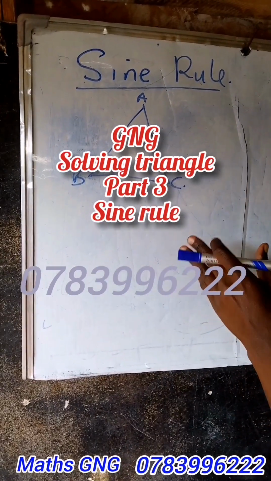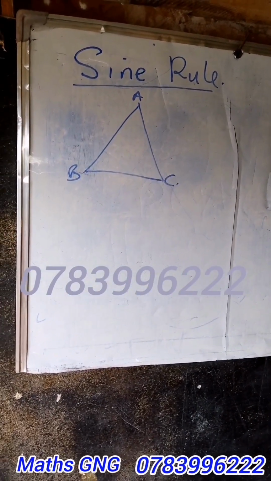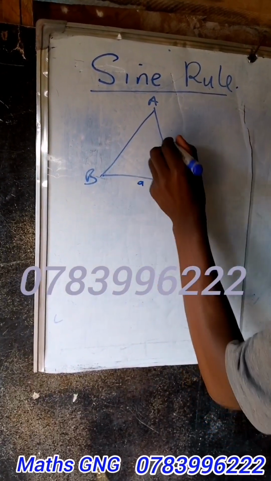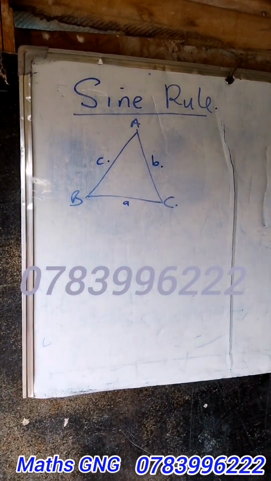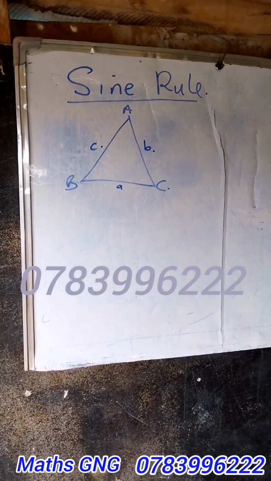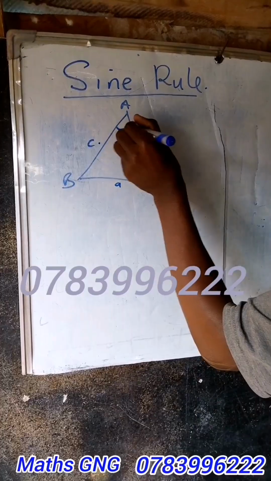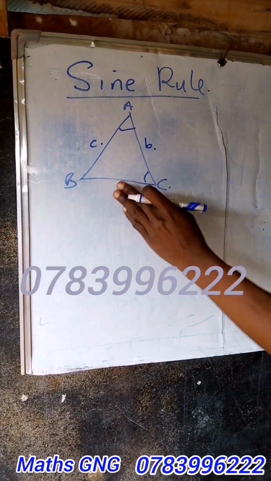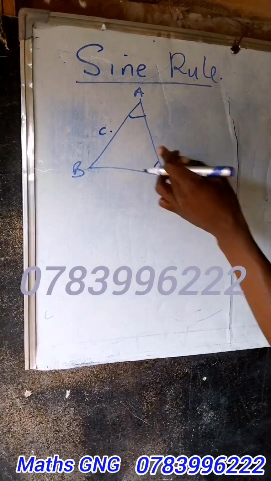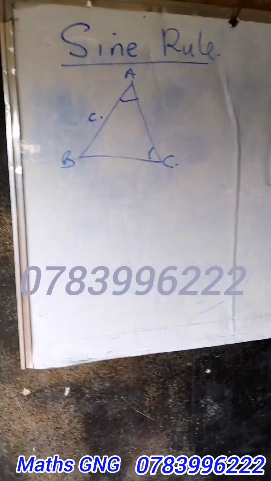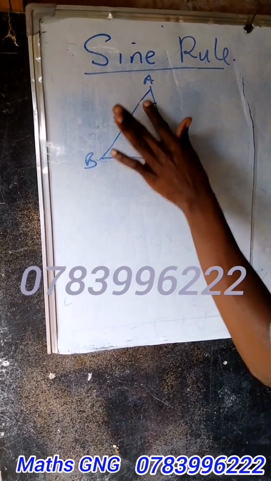How do you use the sine rule? For the sine rule, remember this is the side of angle B, and this is side C. You'll be given two angles plus a side, maybe an angle here, an angle here, and one side. As indicated, two angles and a side. You can use the sine rule there.